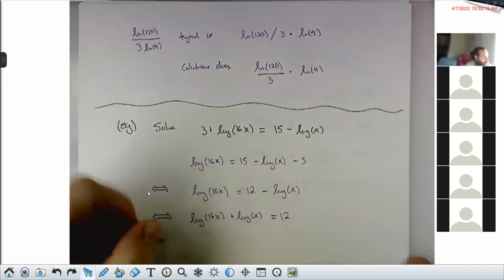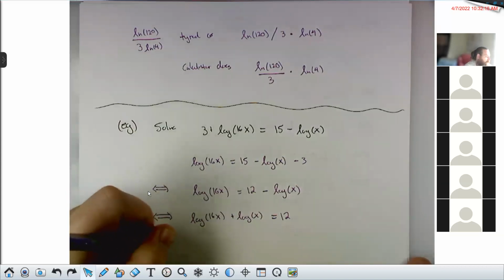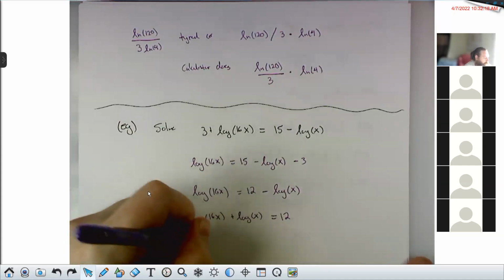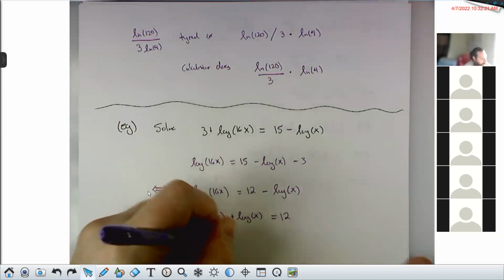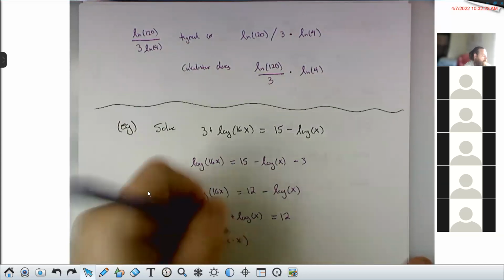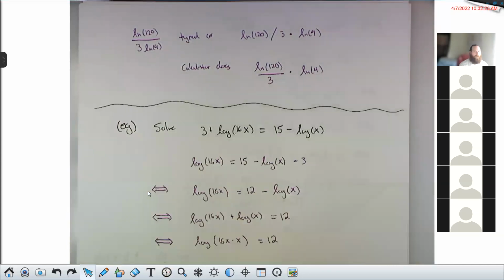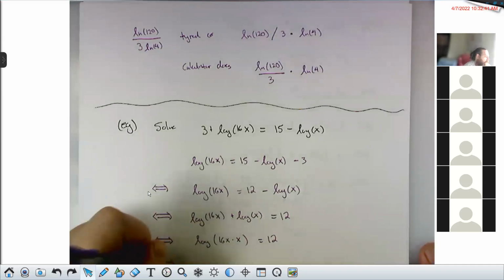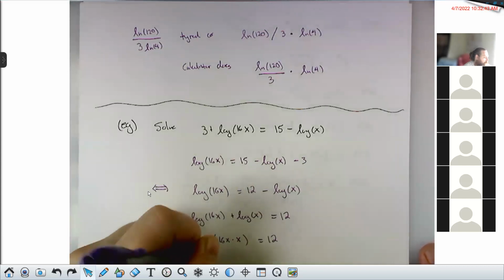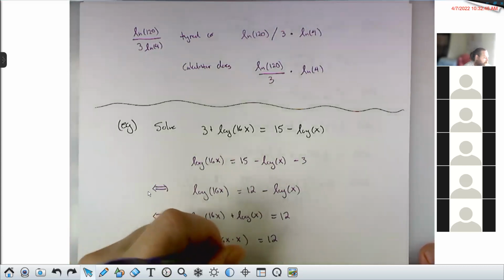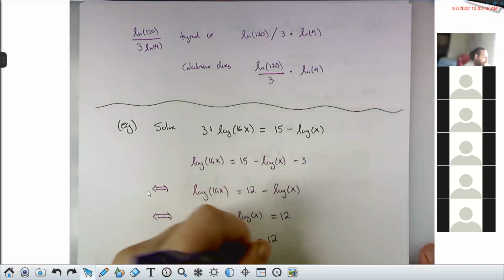And then using that addition outside is multiplication inside property, I can put those 2 logs together. We just multiply the insides. So what we end up with is the base 10 log of 16x squared, x times x, equals 12.